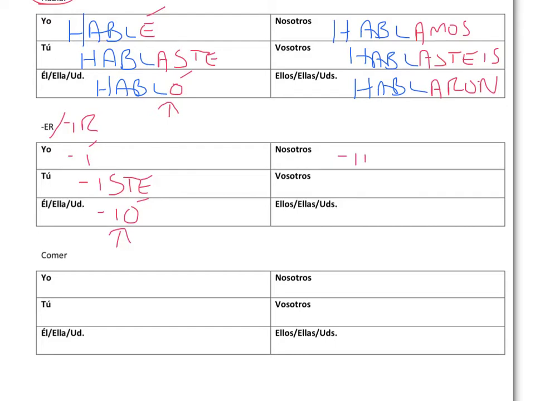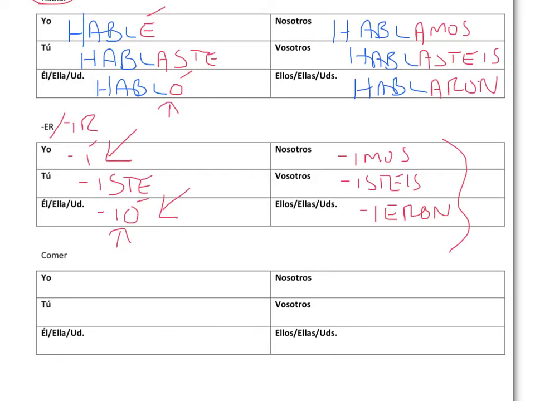Then, ió, imos, isteis, and ieron. So, í, iste, ió, imos, isteis, ieron. Again, accent here on the O, no accents here.